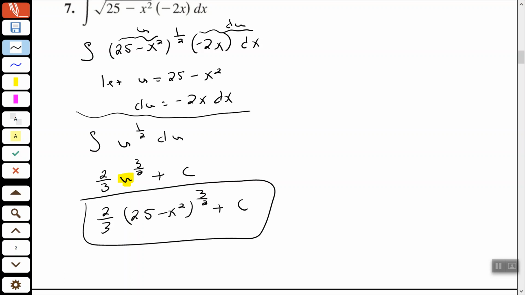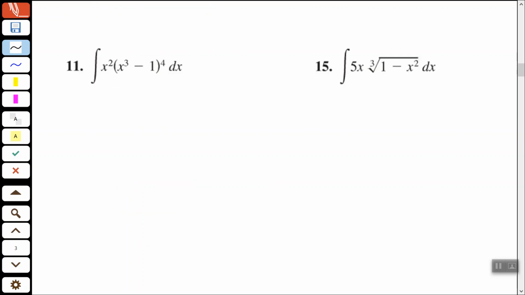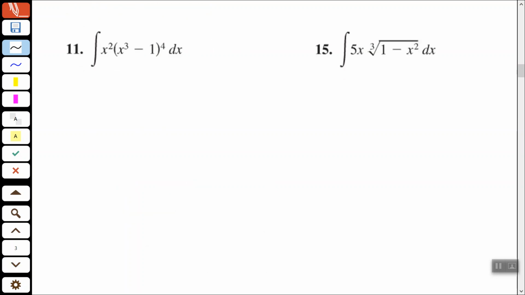All right. Let's look at another one. Let's see what we have here. For number 11, we have the integral of x squared times x to the third minus 1 to the fourth power dx.